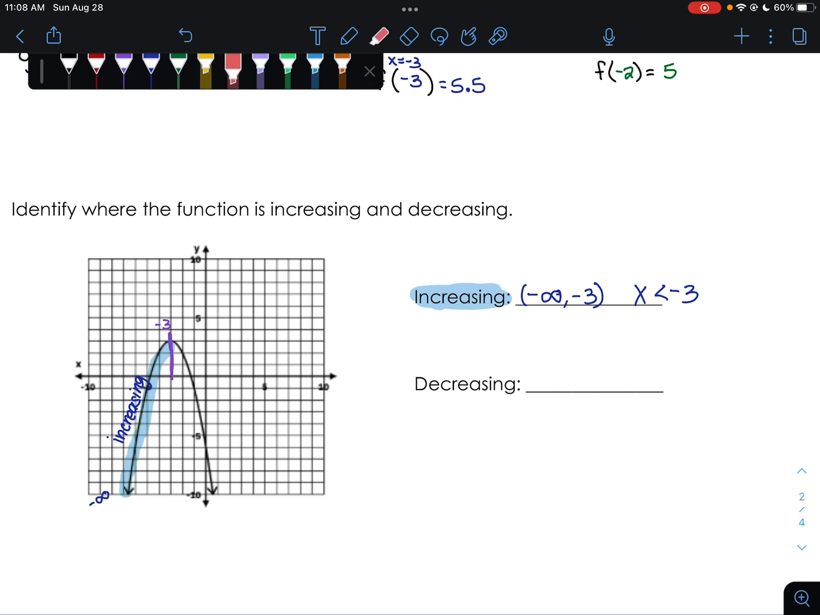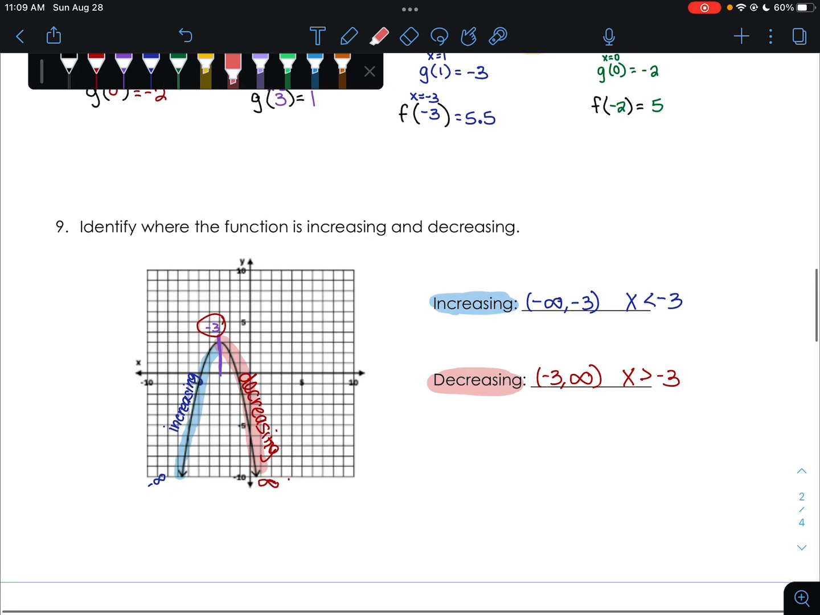Then we talk about decreasing. That's when it's going down. So this one is decreasing on this side. And again, we're wanting to talk about the domain of where it's decreasing. Well, it starts decreasing at negative 3, and it goes into positive infinity because we're talking about the x-axis. So it would be negative 3 to positive infinity for decreasing. Or my x values are greater than negative 3. So that would be increasing and decreasing.